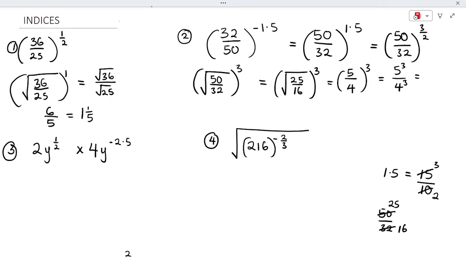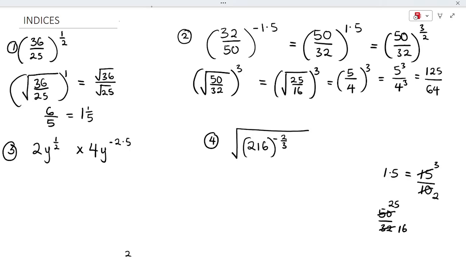5 raised to the power 3 means 5 times 5 times 5. That is 125, divided by 4 raised to the power 3, which is 4 times 4 times 4. And that should give us 64. So this is our answer.